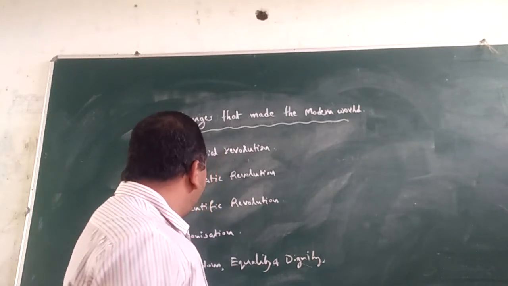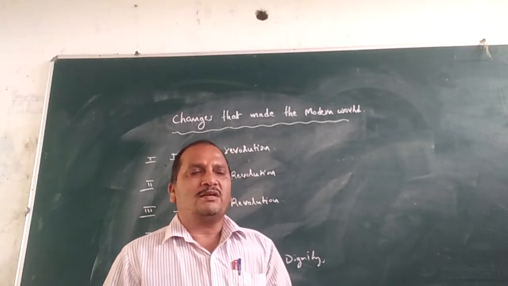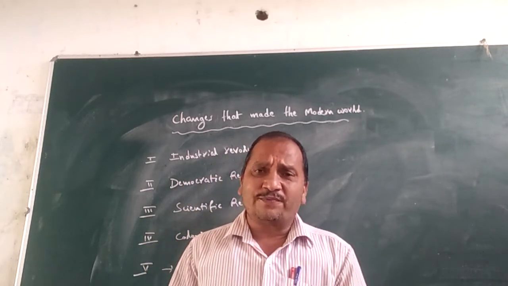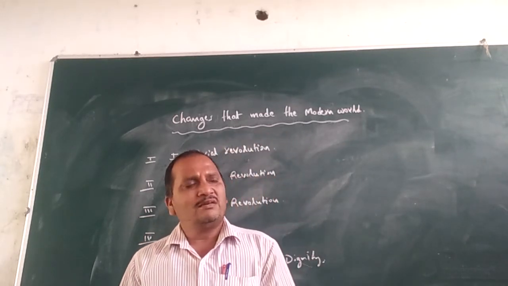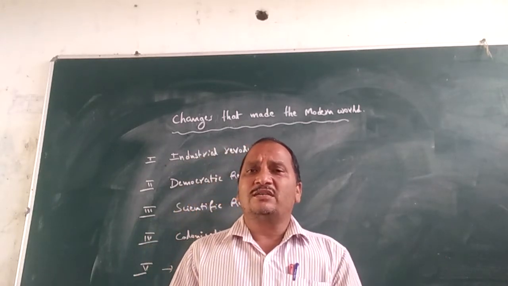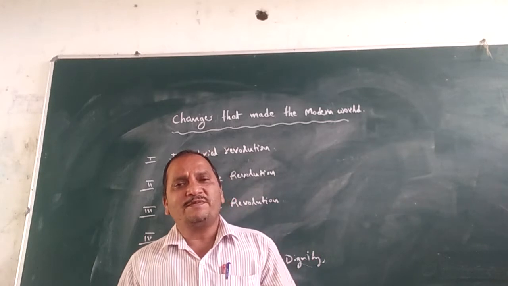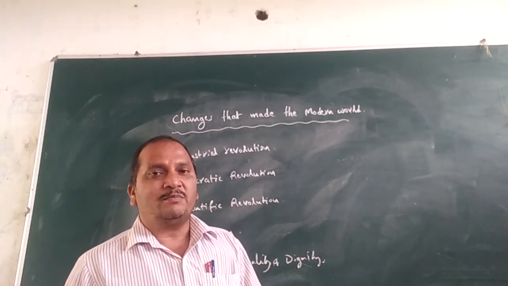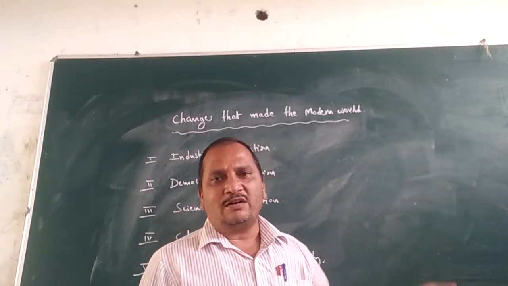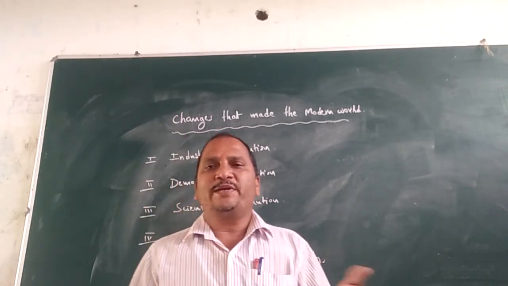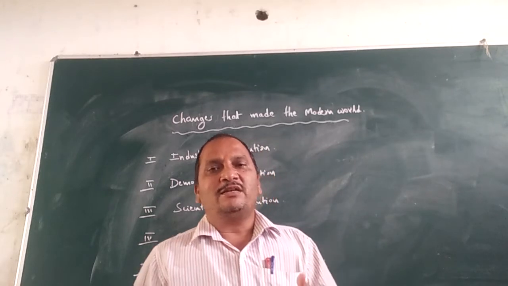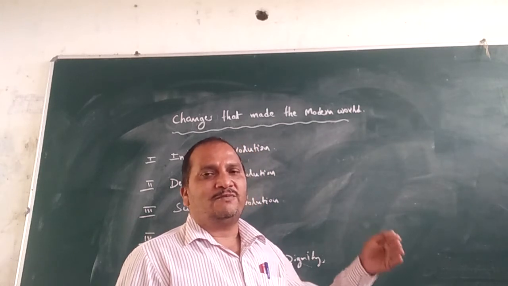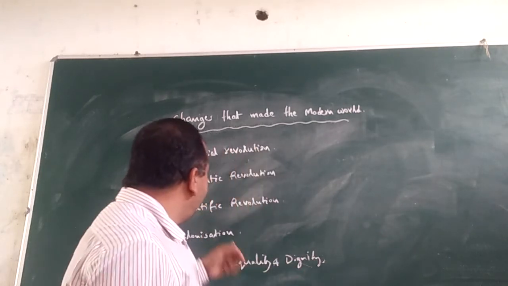And another thing is colonization. Some of the European countries like Britain, France, Spain, Germany conquered neighboring countries, or conquered some areas in the Asian continent, African continent, and Latin America, and established their colonies in Asia, Africa, Latin America. For example, Britain established its colony in India and ruled our country. Likewise, they established colonies in different continents. That is called the colonization process.